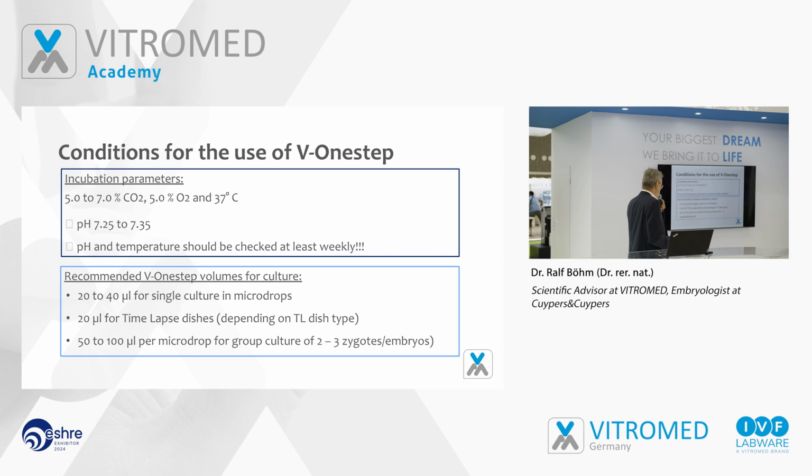How to use it for culture? We recommend for single cell or single embryo microdrop culture 20 to 40 microliters, and for time-lapse, depending on the time-lapse device you use, 20 microliters. And for group culture, 2 to 3 embryos, 50 to 100 microliters per microdrop. Of course, you can do the culture also in 4-well dishes or whatever you normally use.